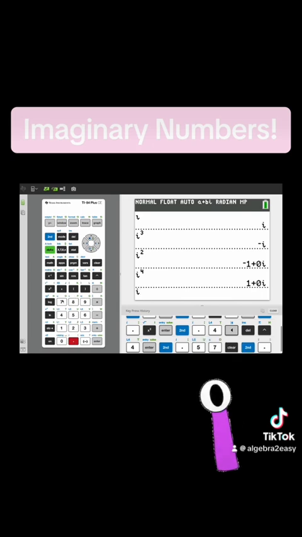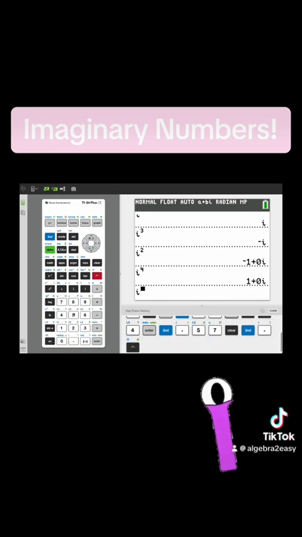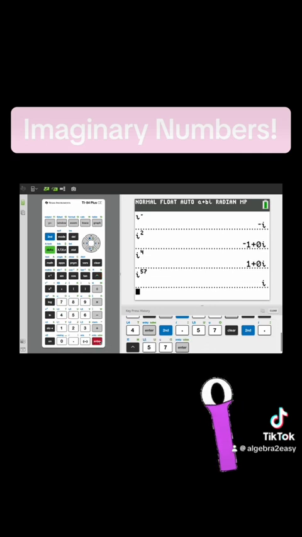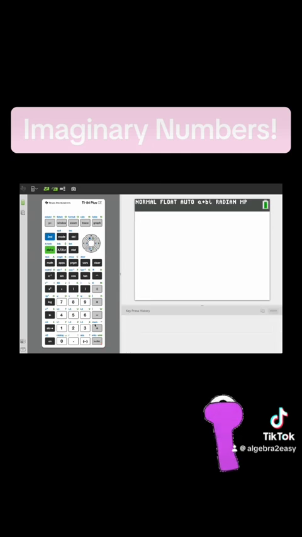So let's say we have i to the 57th power. And there's our answer, i. And you can do this with i raised to any power. Now let's try some operations.